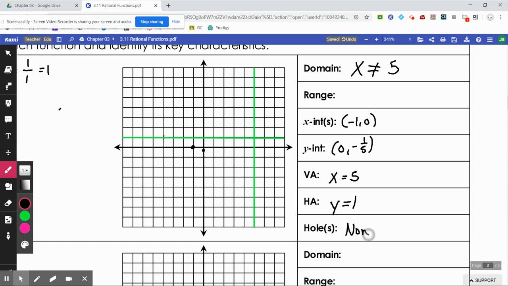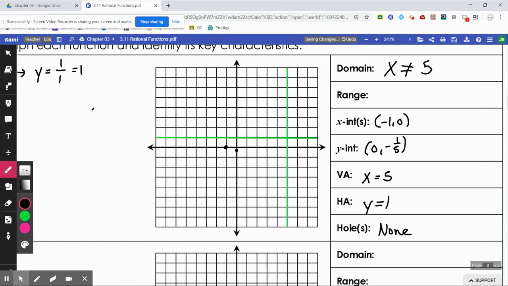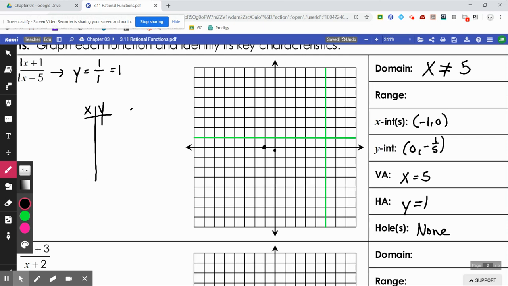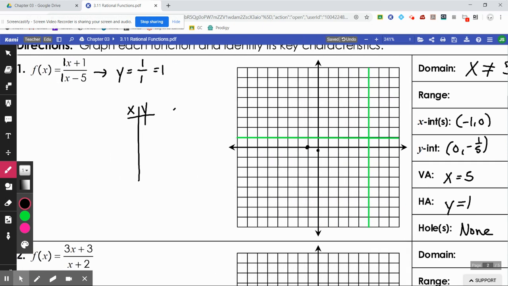Holes, there were none. So now, as far as actually drawing this graph, you can plug in a few more points, do a t-table to get a few more points on your graph, plot those points, and then we'll see what the graph looks like. Let's see. I'm going to plug in maybe 1, 2, 3, 4 to see what happens here, and then maybe 5 is undefined, so 6 and 7. Let's plug those values in and see what we get. Okay, so here I've plugged those values in, I've plotted my points, and because of those asymptote lines, I can now connect my dots and we see exactly what my graph looks like.